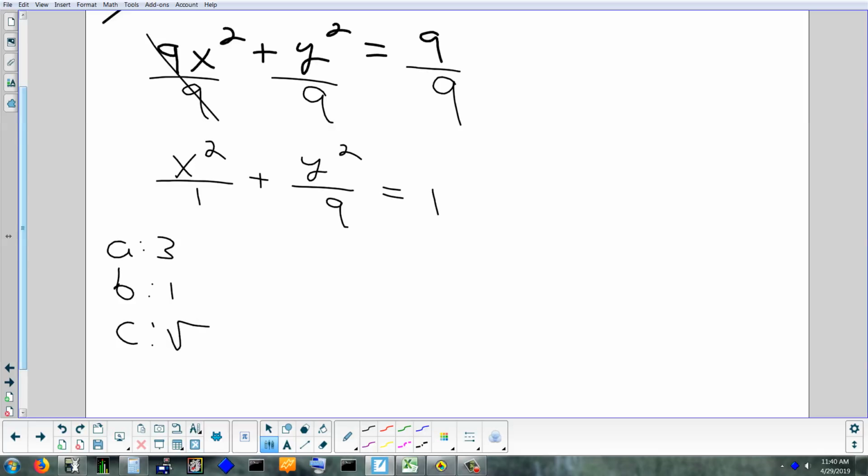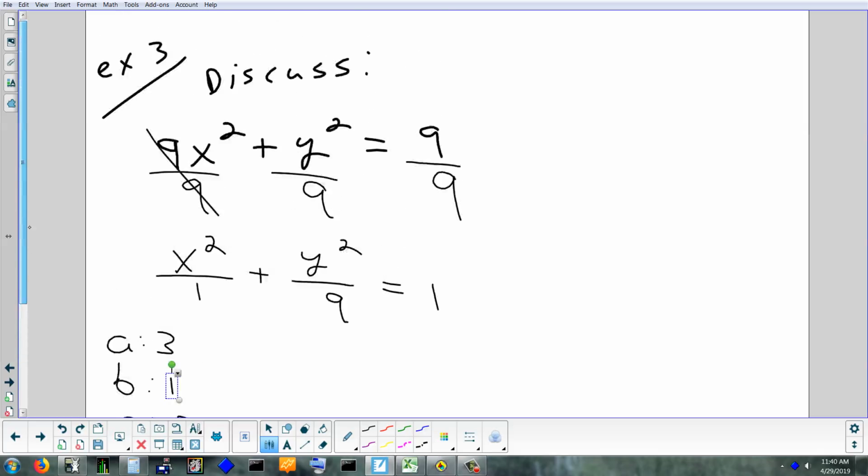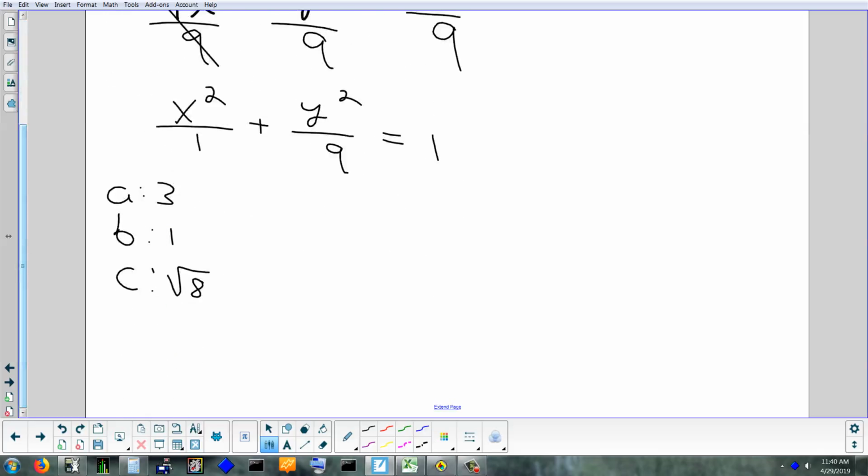Think about what that would be. C squared equals A squared minus B squared. 9 minus 1 is how much? 8. So C is the square root of 8. Right. So the directions are to discuss.